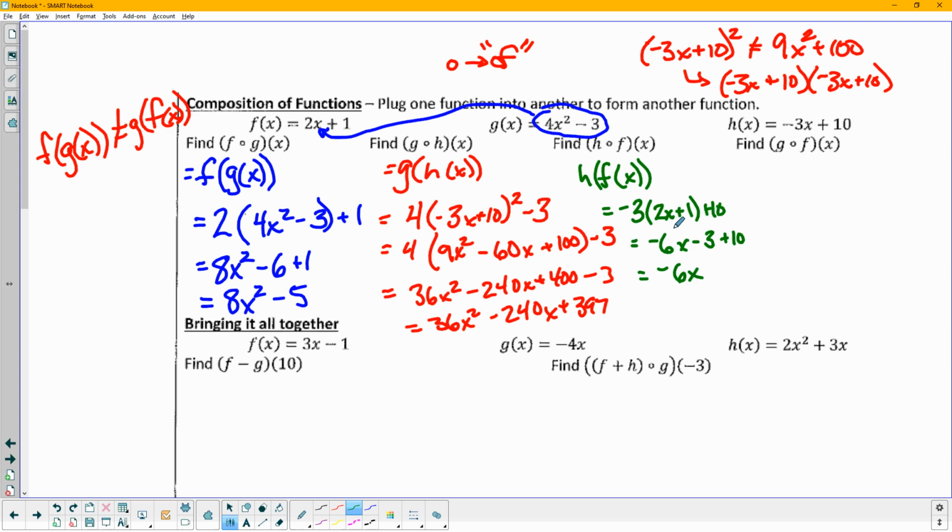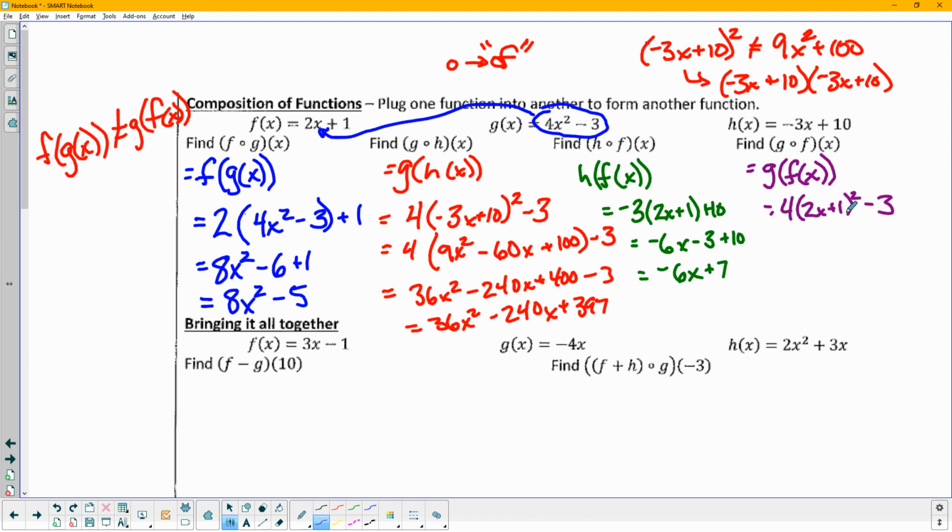So just doing some combining like terms, a little bit of distributive property. It wasn't too bad, but I get -6x plus 7. And last but not least, we're going to go with g of f of x. G is, dang it, I did it again, didn't I? We're going to put that f of x in there, that 2x minus 1. Sorry, 2x plus 1. We're going to square that, and then we subtract 3.